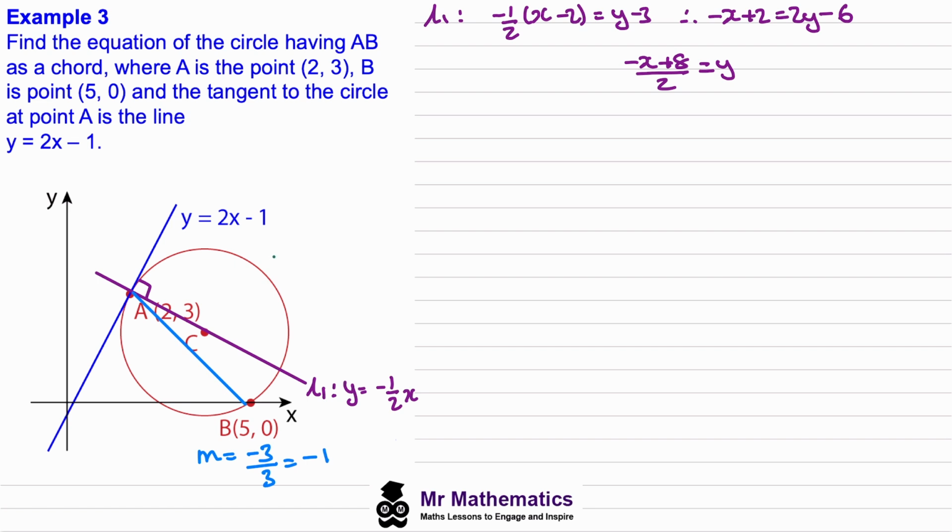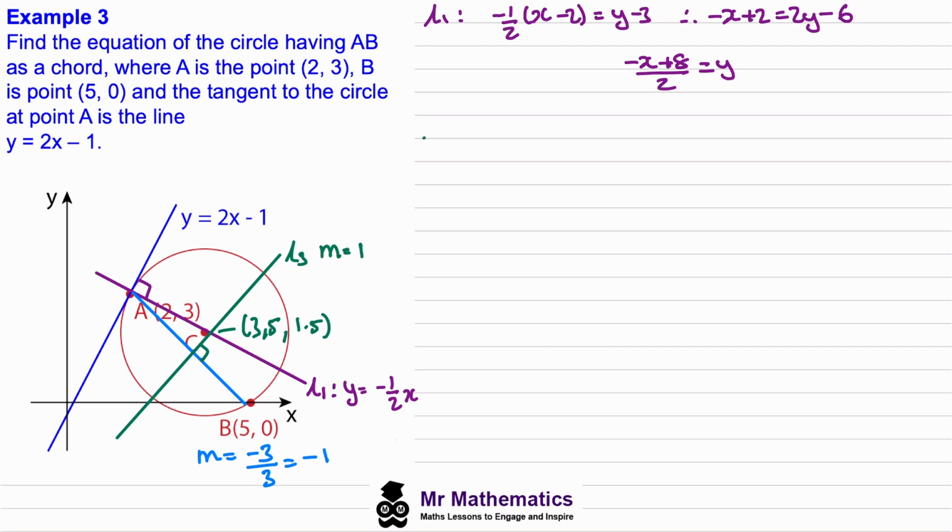So the perpendicular bisector through chord A to B, this green line, we'll call this L3, will be perpendicular to the blue line, and this will have a gradient which is the negative reciprocal of this, so positive 1. But now we need to find the point this line passes through, and that will be the midpoint of our chord A to B. So we can work this out by finding the average of the two x values: 2 add 5, 7, divided by 2, we get 3.5. And the average of the y values: 3 add 0, divided by 2, is 1.5.